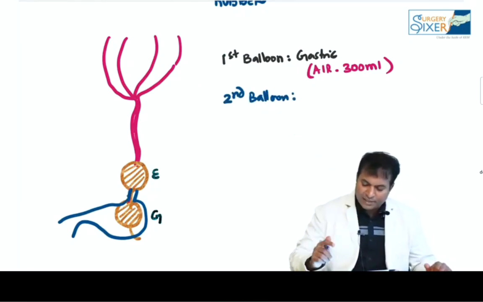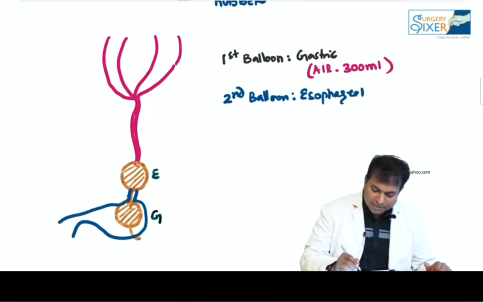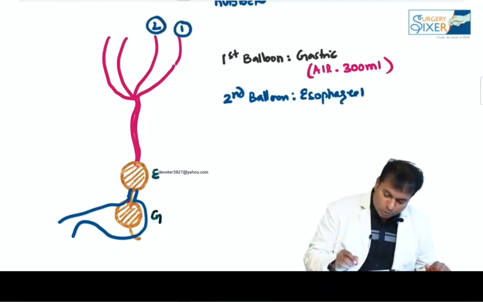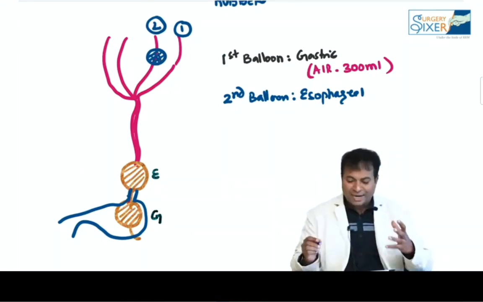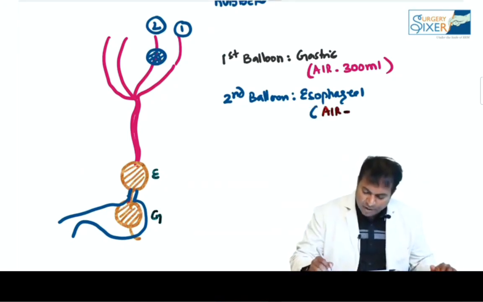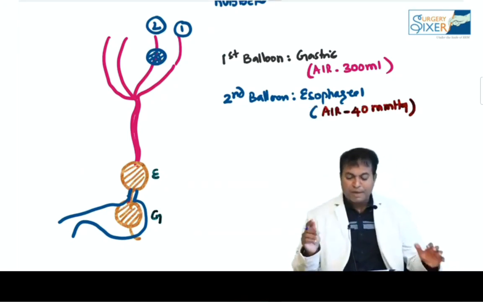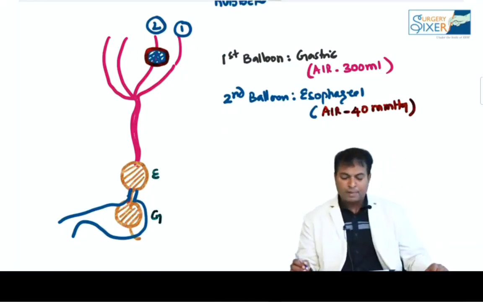The second balloon inflated is the esophageal balloon. Please remember, the first balloon is inflated through this lumen, and the second balloon through this lumen. This will have a manometer attached here. We will inflate it with air to a pressure of 40 millimeters mercury. That is the manometer showing you the pressure.